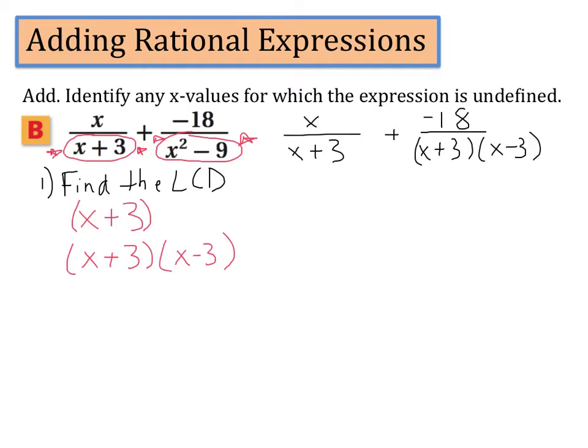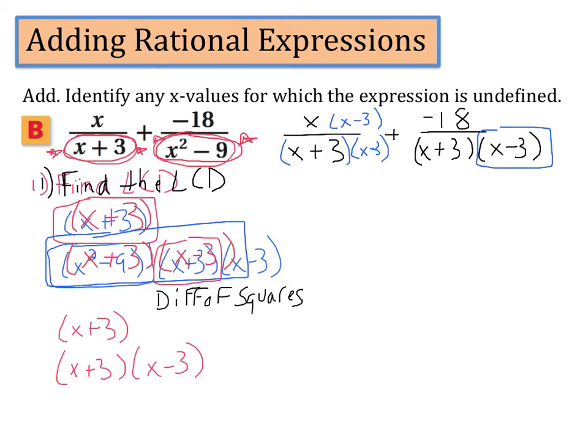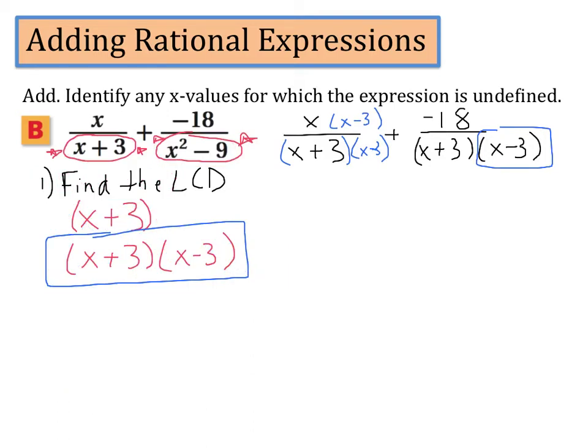Well, what I would have to do is take this x minus 3 and multiply it on the bottom and the top of this rational expression. So my lowest common denominator is x plus 3, x minus 3. So now let's see what happens.